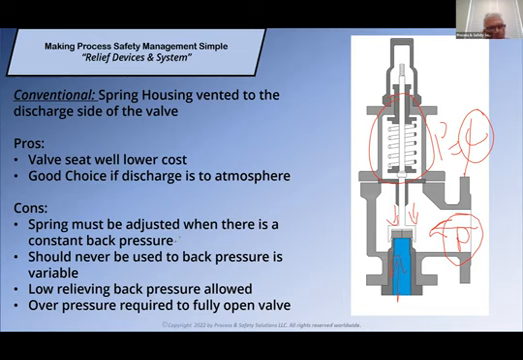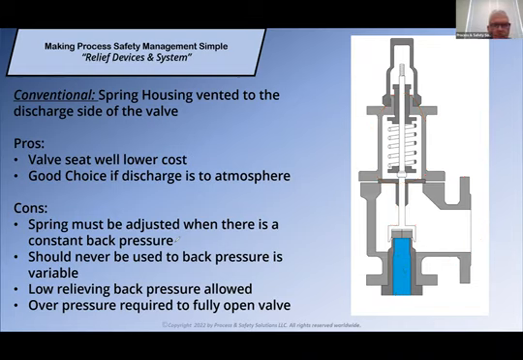A spring-loaded or conventional valve should never be used where the back pressure is variable. And we're going to explain that in a second if you didn't understand what we did there already. Low relieving back pressure is allowed, so you can have some back pressure. Remember, I said this back pressure should be anywhere from 10 to 15%, but it must be evaluated.